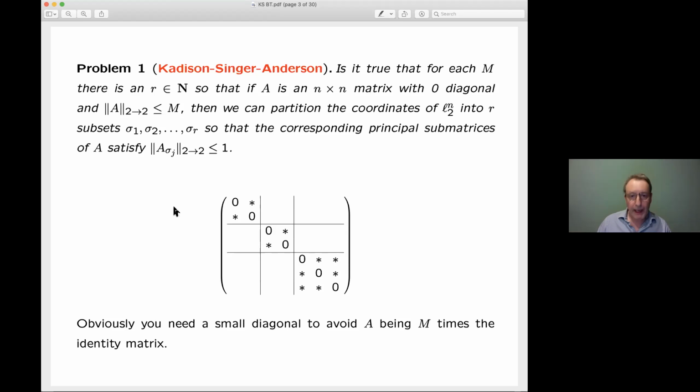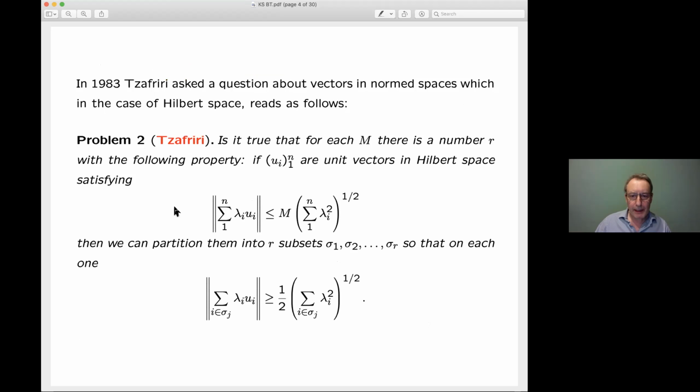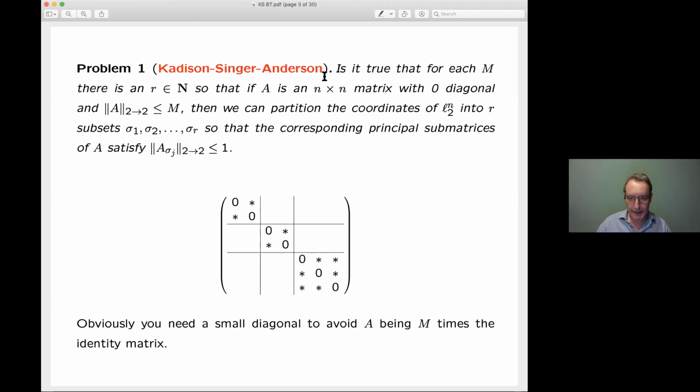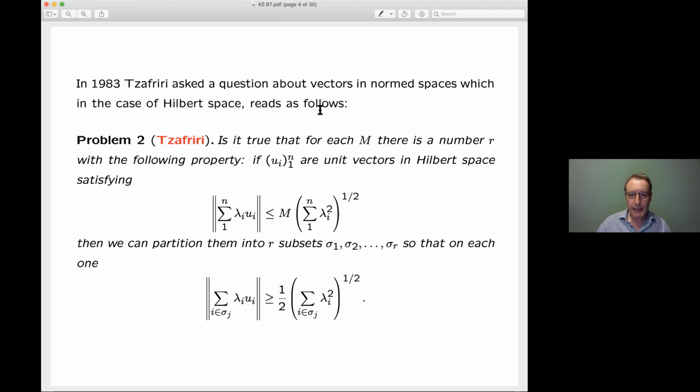All right, now somewhat after that, not long after that, Tzafriri asked a question about vectors in normed spaces, and he asked it completely independently. So at the time he asked this question, he wasn't aware, at least of this formulation of Kadison-Singer, so he wasn't aware that he was asking something related to Kadison-Singer. But he asked this question, and he was rather inspired, actually, to ask this question.